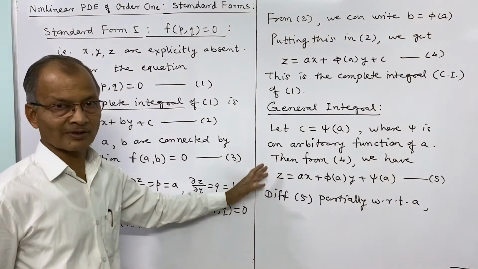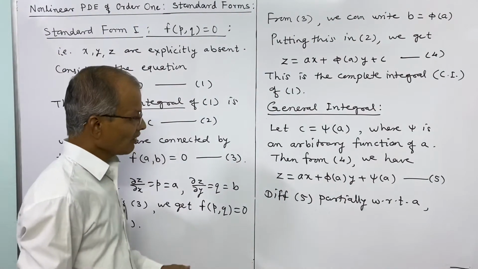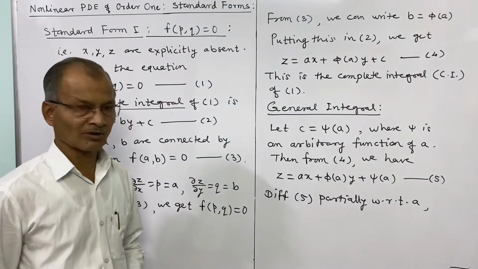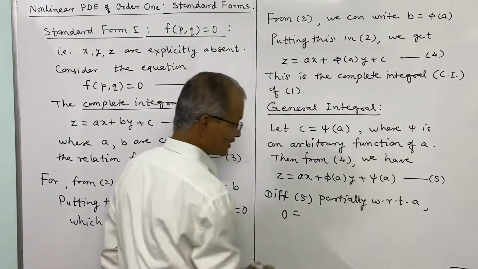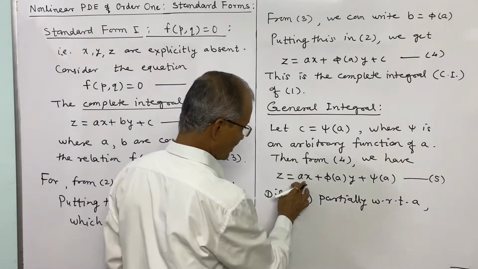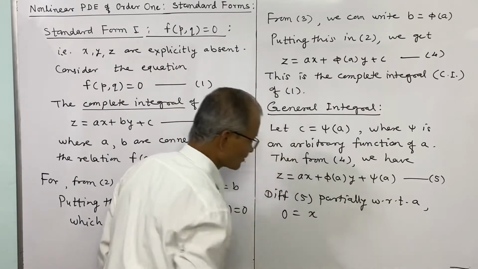Z is not a function of a, it is a function of x and y. So if we are differentiating with respect to the other variable, it is to be treated as constant, and therefore its derivative is 0. Partial derivative with respect to a of a into x: the derivative of a is 1, x is to be treated as constant, so it is x.